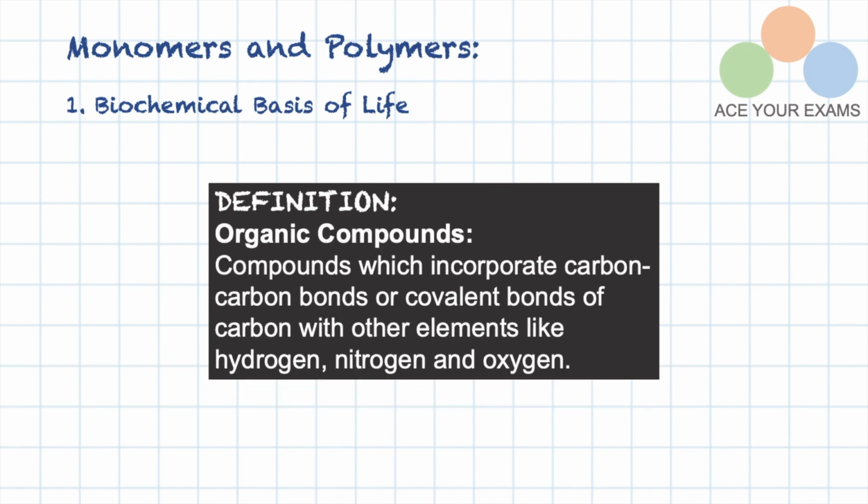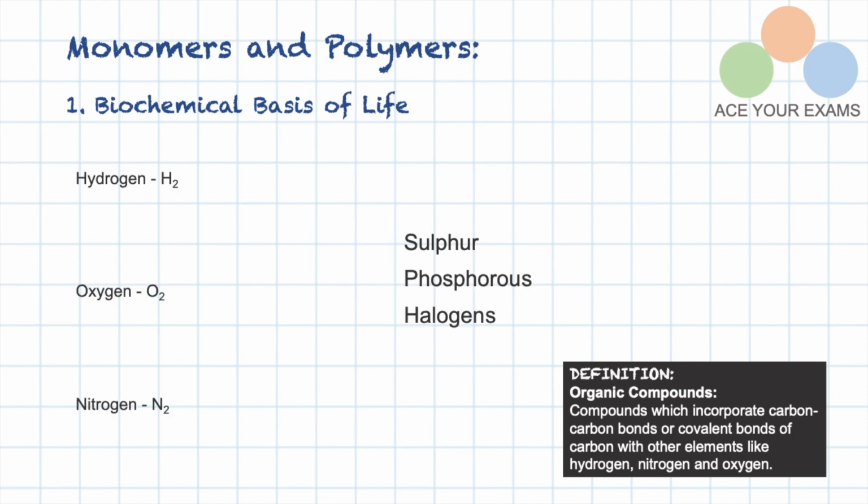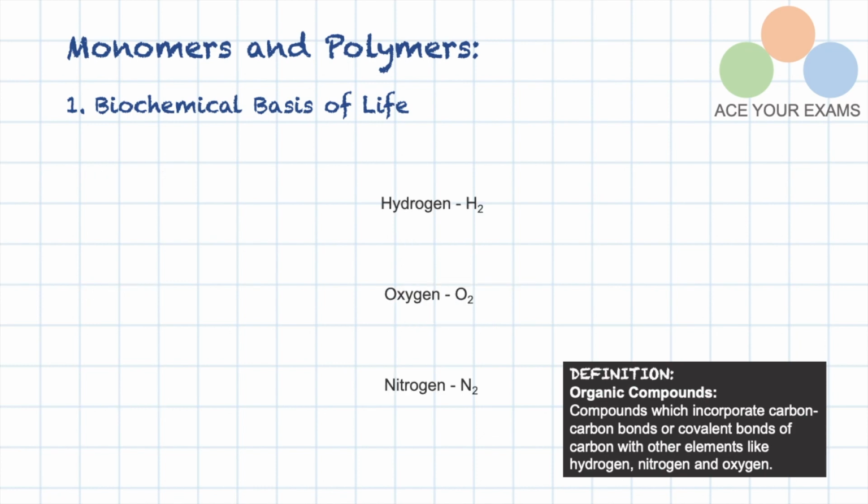So, all living things are made of organic compounds. Organic compounds are compounds which incorporate carbon to carbon bonds or covalent bonds of carbon with other elements such as hydrogen, oxygen, and nitrogen. There are others that can be associated, such as sulfur, phosphorus, and also halogens, but these are what you need to focus on.